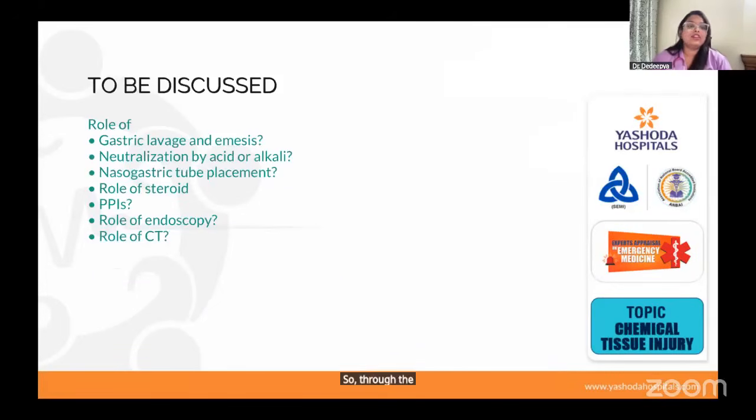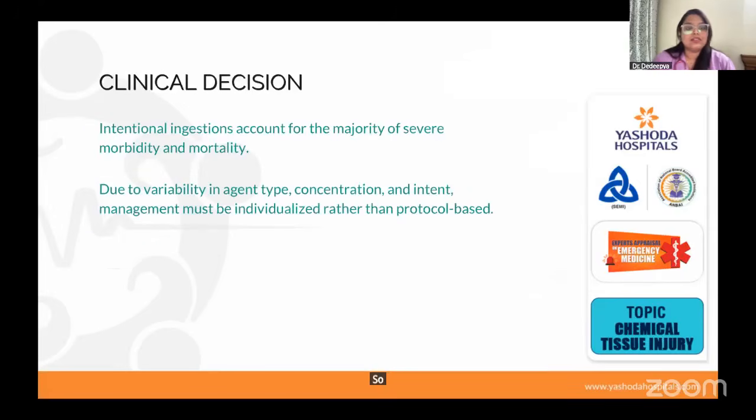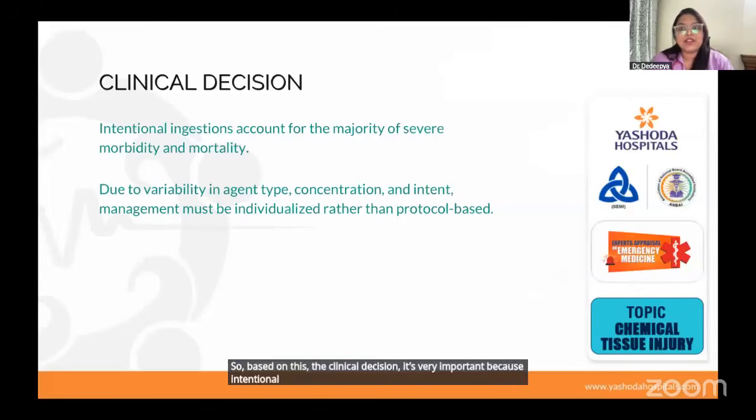So through the course, we will discuss the role of gastric lavage or emesis, neutralization by acid or alkali, NG tube placement, the role of steroids, the role of PPIs, endoscopy, and CT. Based on this, the clinical decision is very important, because intentional ingestions have the highest mortality and morbidity, and it also depends on the variability in the agent type and concentration of the corrosive. So the management should be individualized rather than a protocol-based approach.